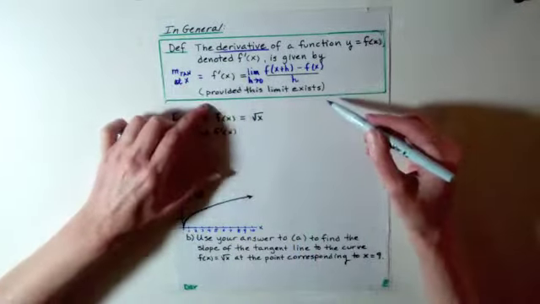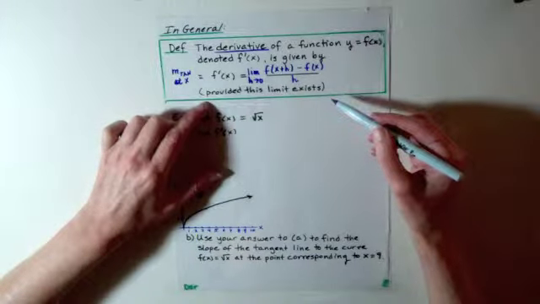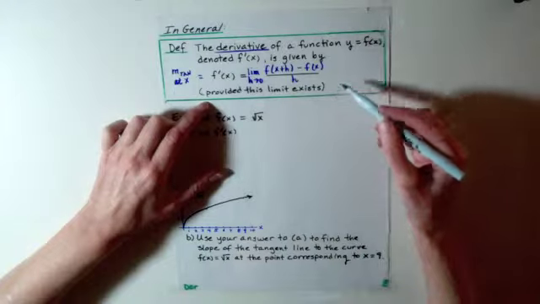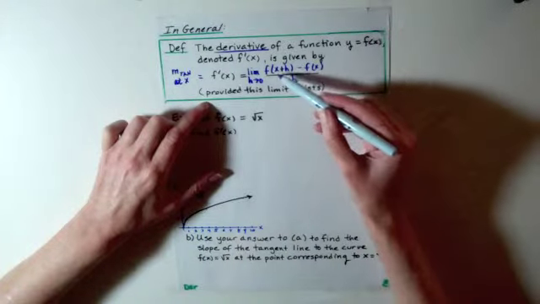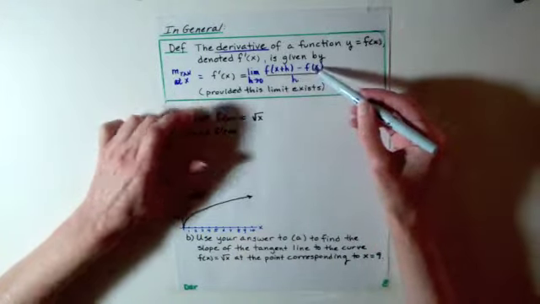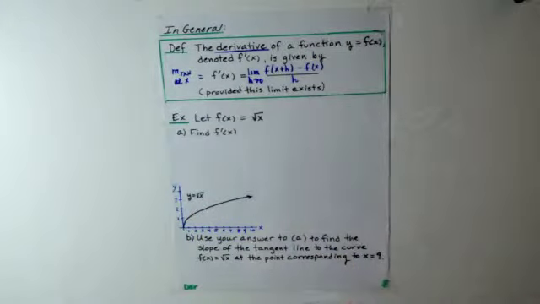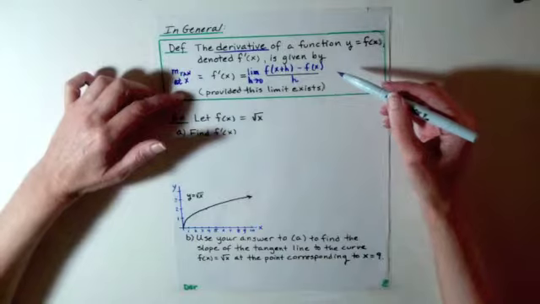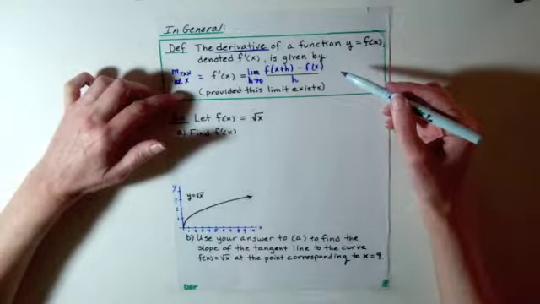Now notice in parentheses here, I also said provided this limit exists. Depending on the function and depending on the value of x, this limit, like any limit, may exist or it may not exist. If it does exist, then we say that's the derivative of our function at x.